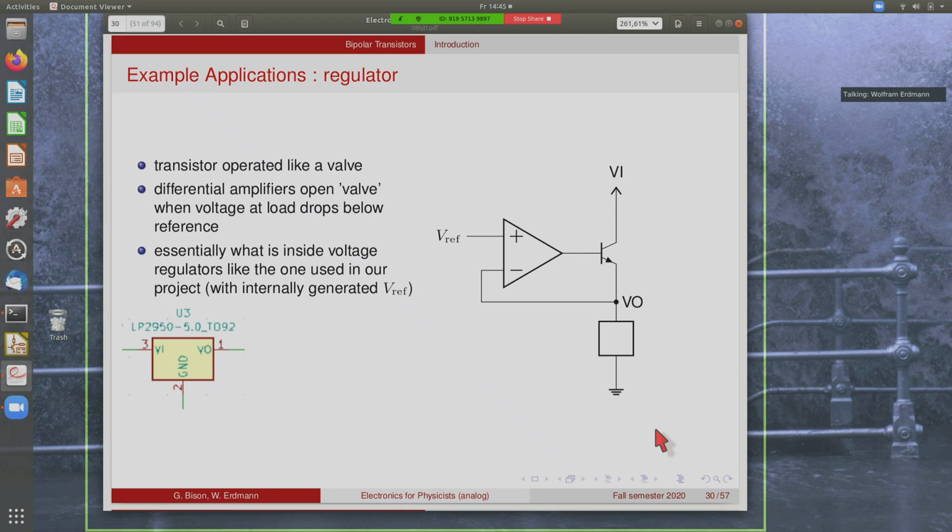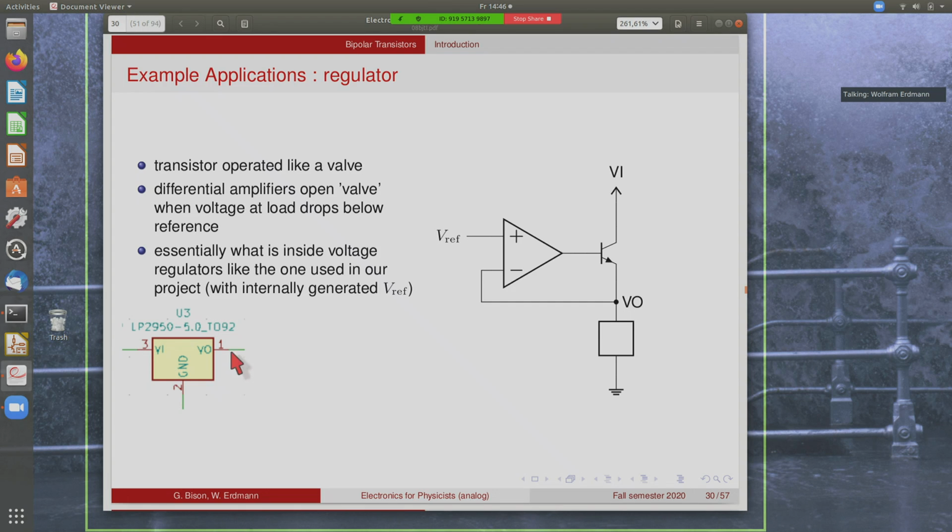Okay, so welcome back. We continue with transistors, and as the next example, we'll discuss the use of transistors for regulating power or regulating voltages. And here's an example that is actually used very often, usually as part of package regulators, like the one that you will use in your project.